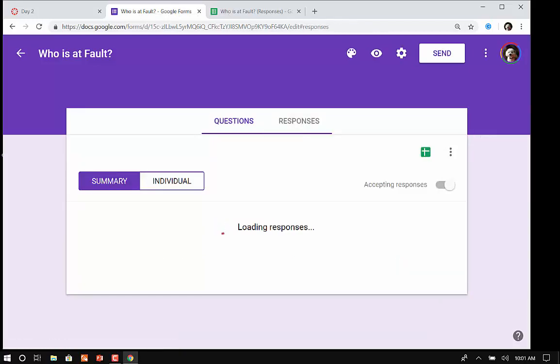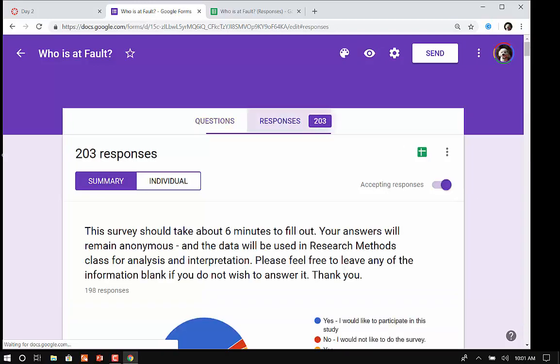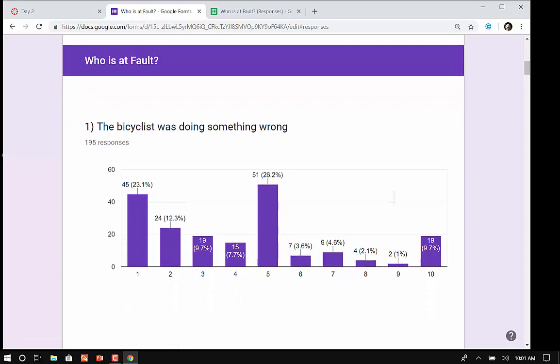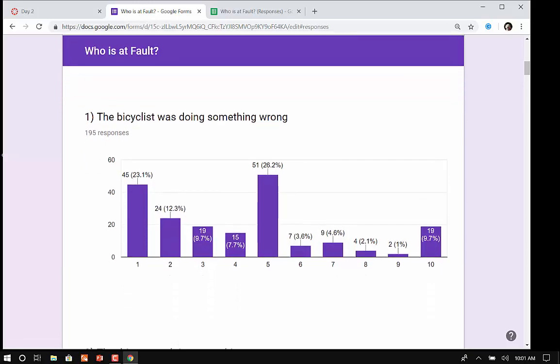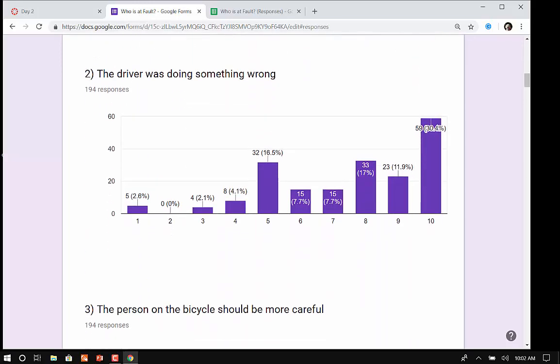So what we're looking at is parameters. What did most people say? 23% versus 26% of people thought halfway. Bicycles at fault, bicycles doing something. Half of them thought, I don't know. But almost the second highest percentage is no, the bicyclist wasn't doing something wrong. Yeah, so we would recode this as 1 through 3, 4 through 6, 7 through 10. Stats. Car was doing something wrong.